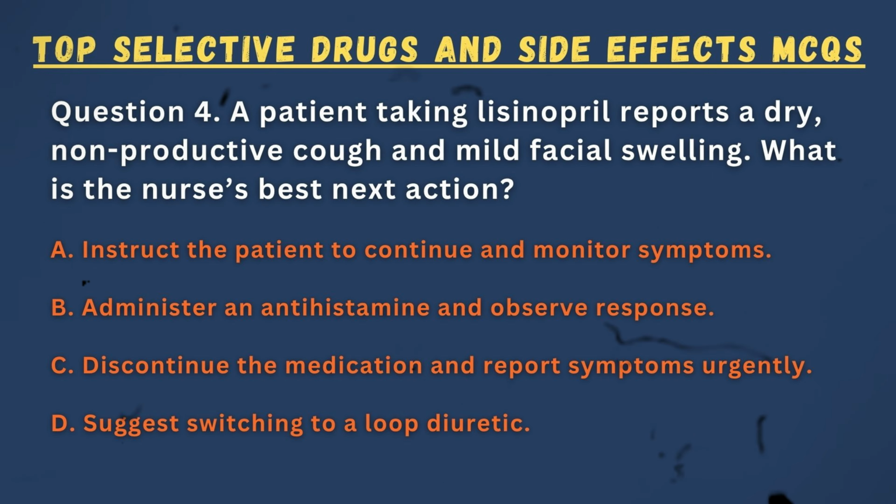A. Instruct the patient to continue and monitor symptoms. B. Administer an antihistamine and observe response. C. Discontinue the medication and report symptoms urgently. D. Suggest switching to a loop diuretic.